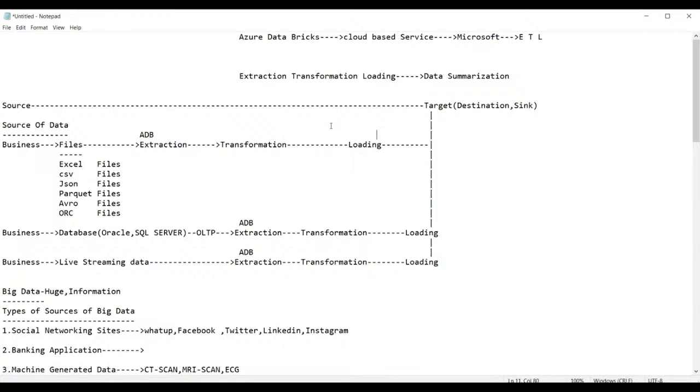ADF has very good facilities and is very flexible for performing data ingestion, because ADF does not use any code. It is basically menu driven. But in ADB you will have to write code for everything: extraction, transformation, and loading. ADB is mainly focused on data visualization, meaning performing analysis on the data.